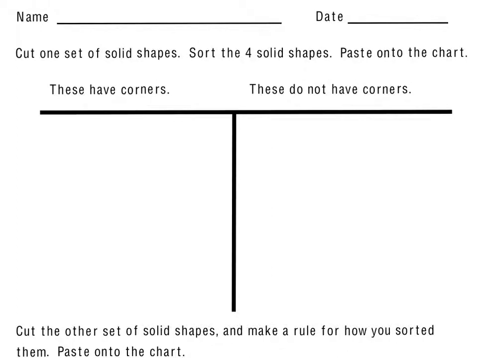This is Kindergarten, Module 2, Lesson 7 homework. Cut one set of solid shapes. Sort the 4 solid shapes. Paste onto the chart. So I see I have two different sides to my chart here. These have corners and these do not have corners.